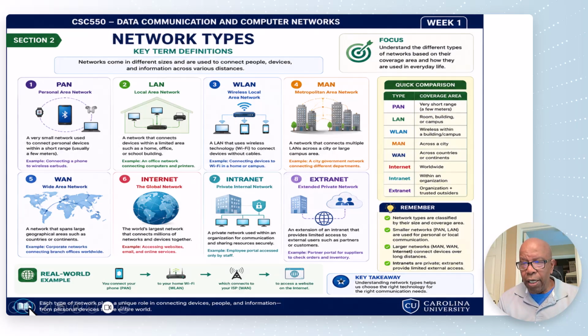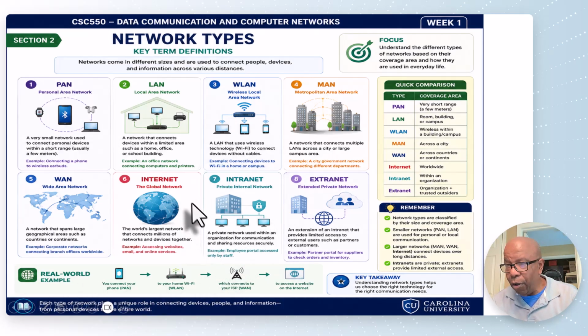Okay, a WAN, wide area network. The most common thing here is the internet itself, where I'm basically connecting to various places all over the world. Okay, that's a WAN. Let me back up. A network that spans a large geographical area such as countries or continents. That's a wide area network. An example of that, we're moving over into internet.